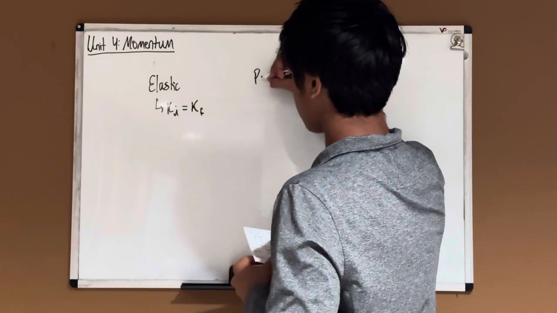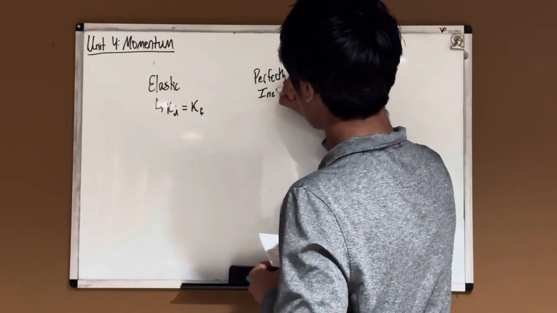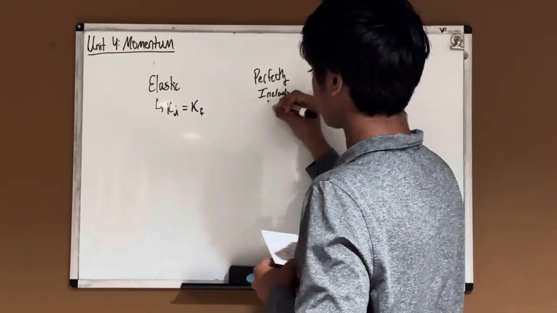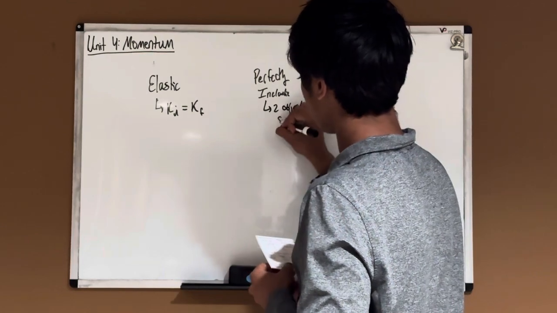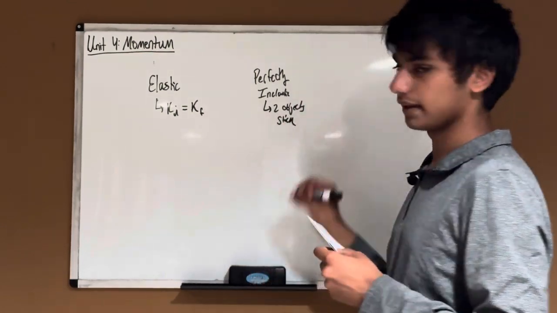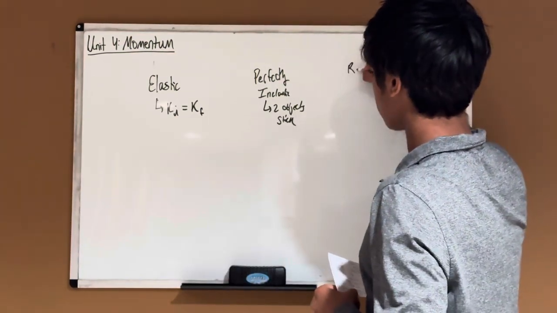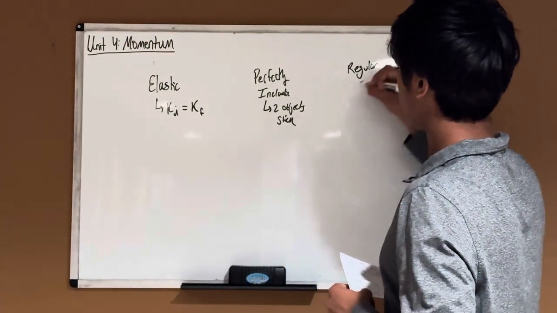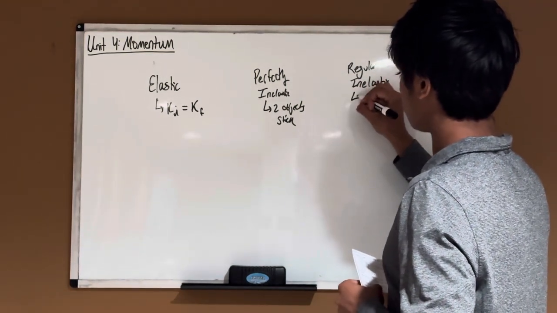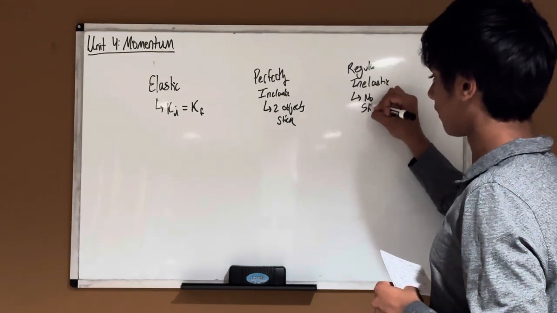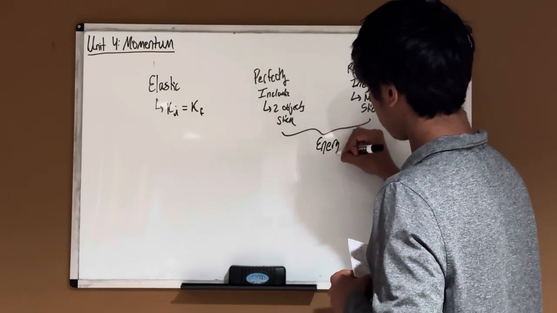There's perfectly inelastic, and this is when two objects stick. Here, energy is lost due to heat or sound. And we have regular inelastic. Again, in this case, the objects don't stick together, but they still lose energy. Energy is lost after the collision.